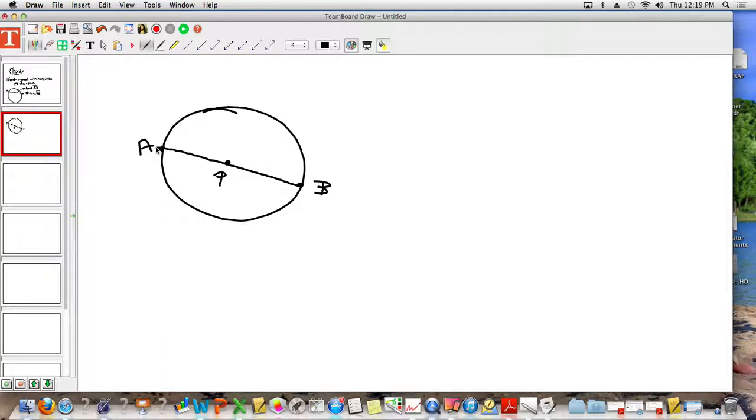Is that a chord? Yeah. Why is it a chord? Because it goes straight and has endpoints on the circle. It doesn't say anything about it not being able to go to the center of the circle. It can go to the center of the circle. So more specifically, this is a chord, but what else do we call this? We call it a diameter, yeah.